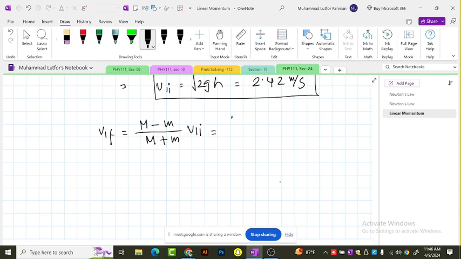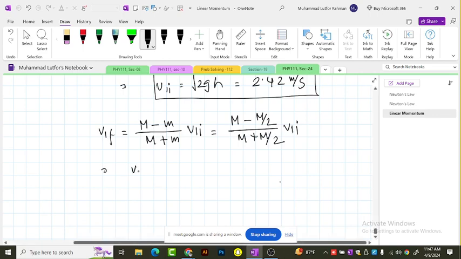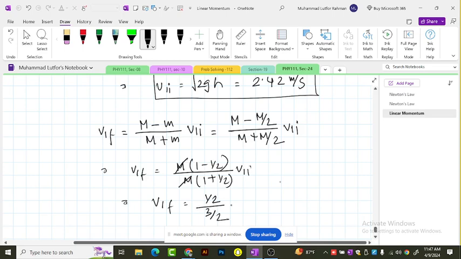Then look at this. I can plug in because the smaller mass is given, which is m by 2, right? M plus m by 2 into V1I. I know everything over here because right now you can factor out this m. It should be 1 minus half divided by 1 plus half into V1I. This m will be cancelled out. Is going to be half, and this is going to be 3 by 2 into V1I.